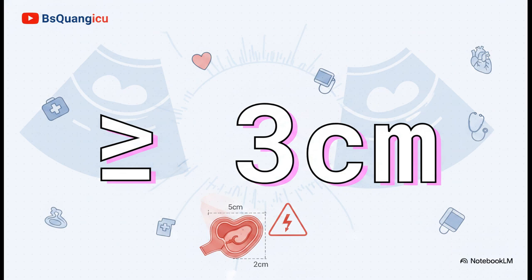And remember, you have to measure outer wall to get it right. If you have a hypotensive patient and you measure an aorta at 5 centimeters or more, you literally must assume it's a rupture until proven otherwise.